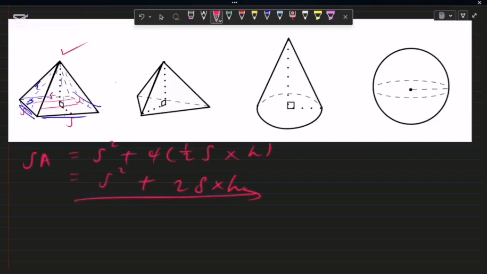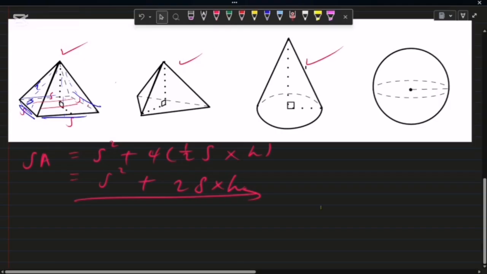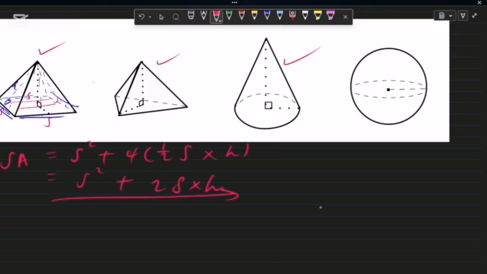Okay, so the very same thing can be done for that guy, the very same thing can be done for that guy, and now with this guy, it's a bit different.